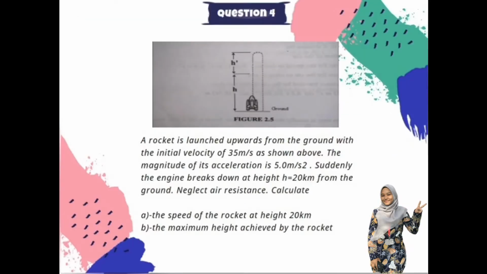Okay, for the last question, a rocket is launched upward from the ground with the initial velocity of 35 meter per second as shown above. The magnitude of its acceleration is 5 meter per second. Suddenly, the engine breaks down at height h equal to 20 km from the ground.